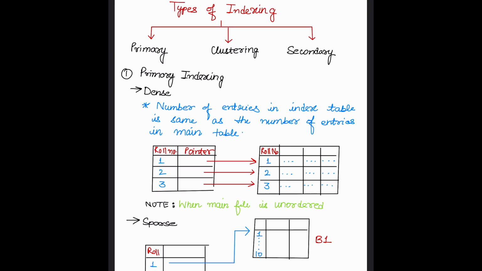Now we have to keep in mind that if my main file is in unordered manner, or we can say it is not sorted, then we are going to use dense indexing. And if my main file is in ordered manner, then it's better to use sparse indexing. Sparse indexing will be more helpful when we have a big database with a large number of records. Then it will take less time to find a particular record.